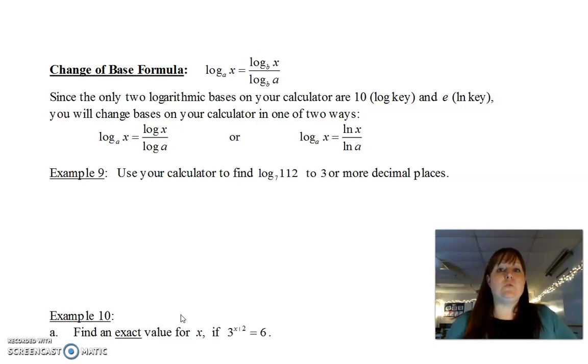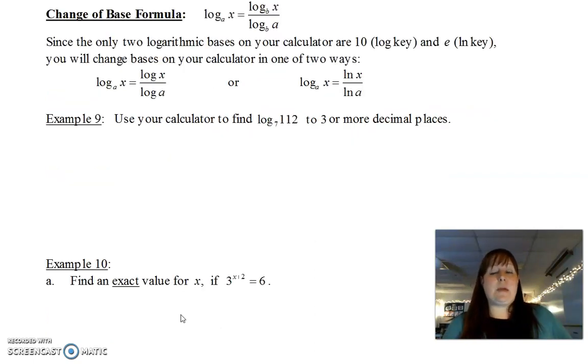So sometimes we have to use our calculator to change the base so that we can find these logs with different bases. Okay, so again, the actual button that says log is a log base 10, and the ln, or the natural log, is a log base e. So if we want to switch things from one base to the other, we can use this formula right here. So log base a of x equals log base 10 of x divided by log base a of x. Now it works the same for ln, so it doesn't really matter which one you use.